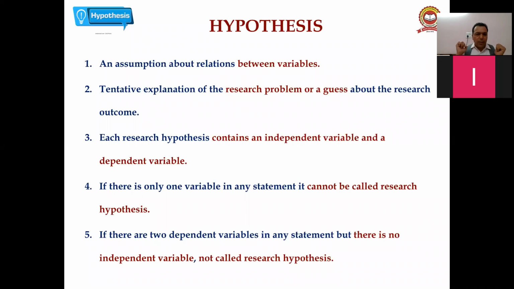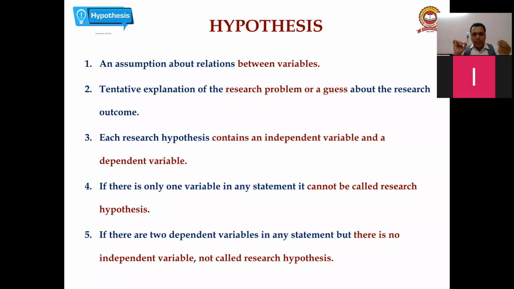ओके. My third point indicates that research hypothesis contains independent variable and dependent variable, which I have just discussed with you. My fourth point tells you about that hypothesis. If there is one variable in any of the topic, it cannot be called the research hypothesis. Right? Remember this thing. उस केस के अंदर वो स्टडी कोई केस स्टडी या कुछ ऐसा हो जाएगी, बट वी कैनॉट कॉल द रिसर्च हाइपोथेसिस, बिकॉज रिसर्च हाइपोथेसिस के लिए आपकी स्टडी में कम से कम डिपेंडेंट और इंडिपेंडेंट वेरिएबल होने चाहिए.